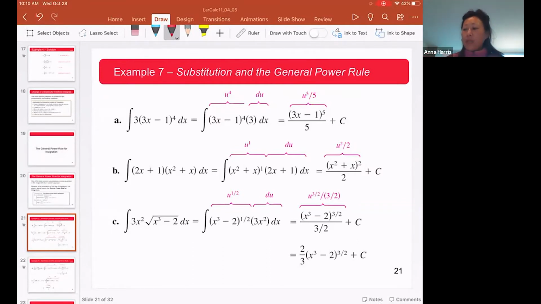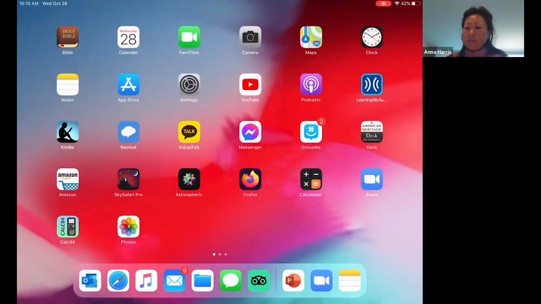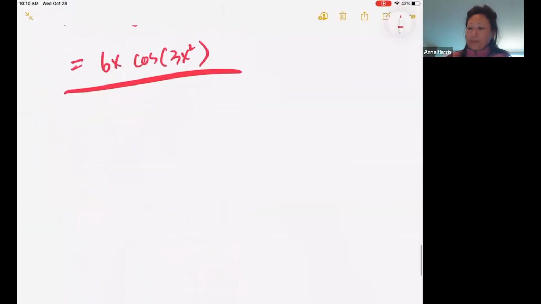All right, so let's look at this problem in a notebook. So doing 4.5, u-substitution.